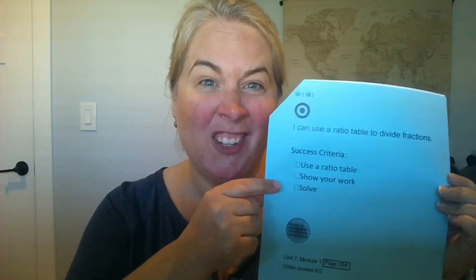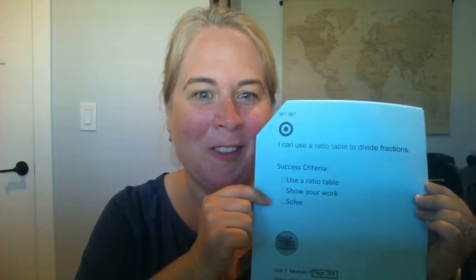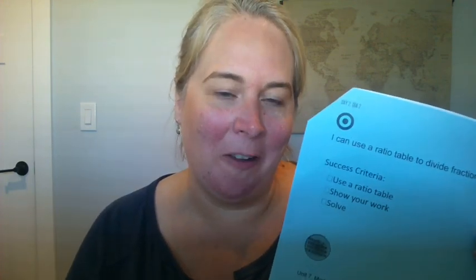And the way you're going to do that is you're going to use the ratio table, and I'm going to walk you through some examples. You're going to show your work. How did you get there? And you're also going to solve. The paper that we are working on today is called Division with Fractions, and it looks like this.